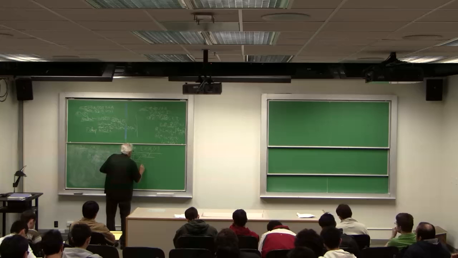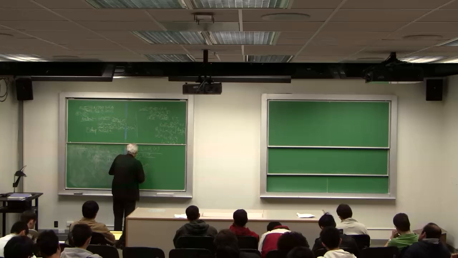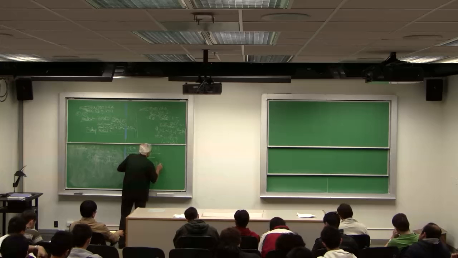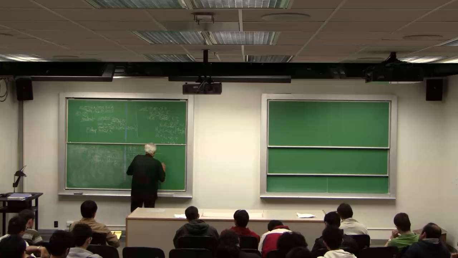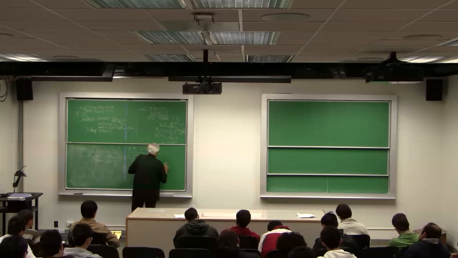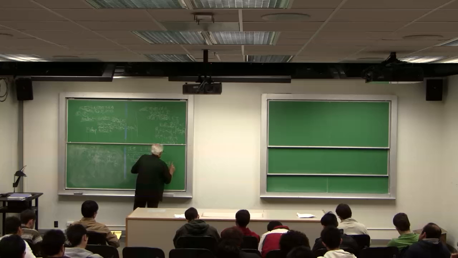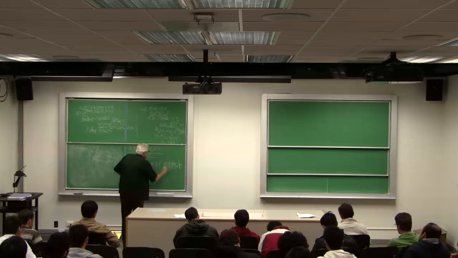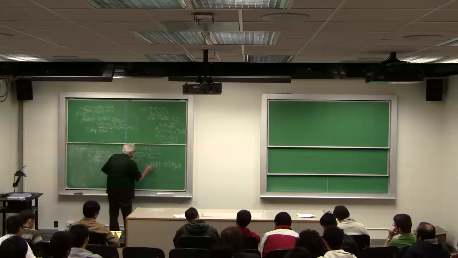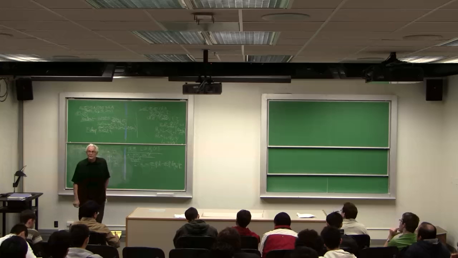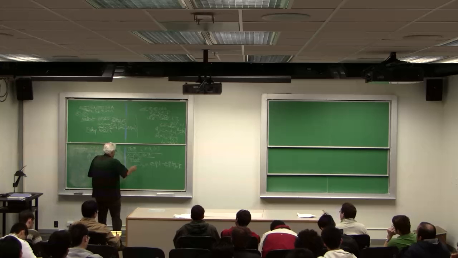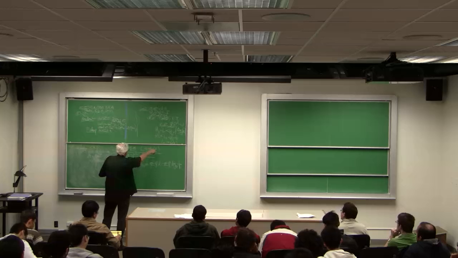L minus H sub D is the summation of p_i l_i, minus the summation of p_i log to the base D of 1 over p_i. This is the entropy term, and this is the L term, the expected length. And we wish to show that this is positive, and therefore the theorem is true.